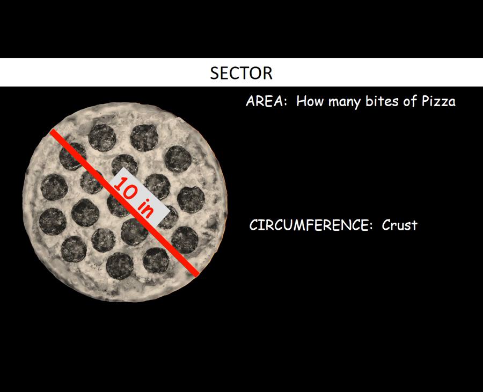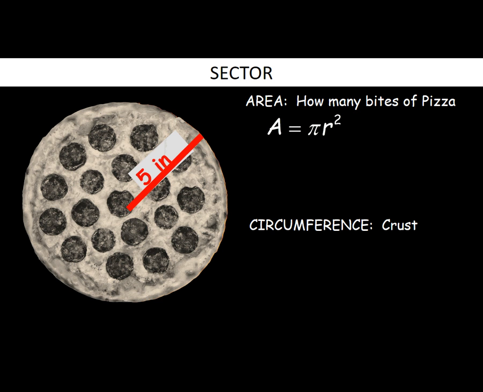But if we start off with the whole thing, when you order pizza, they always give you the measurement as the diameter of the circle. So if this is a 10-inch pizza, that means the diameter is 10 inches. The first thing we need to know is what's the radius? And the radius is just going to be 5 inches, half of that. All right, if we want to find the area of the whole pizza, we just plug this into our formula. We're going to get 78.5 square inches.